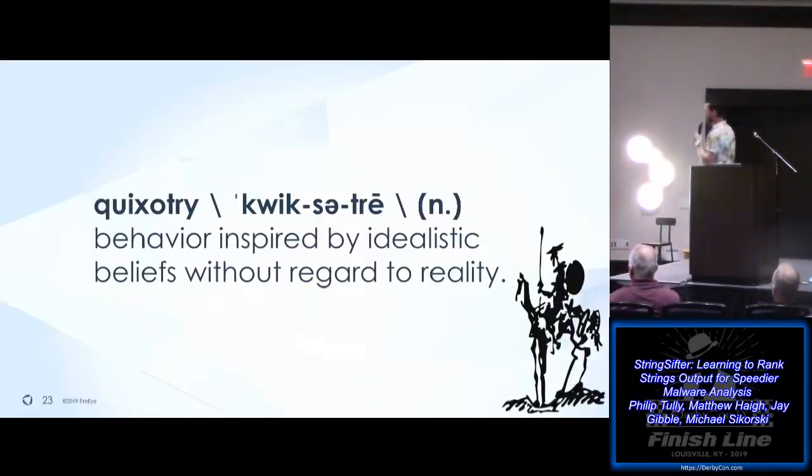Just a side note about the Scrabble stuff. If anyone's an avid player, Quixotry was the highest scoring Scrabble word ever used in a professional match. The person who played this scored 365 points with this single word. Now, of course, in Scrabble, you have tiles on the board that have things like double word score, triple word score. We didn't account for those in our feature. But I thought the definition here was interesting. It's a noun that means behavior inspired by idealistic beliefs without regard to reality. And in kind of the days leading up to this talk, I was able to relate to this a lot.